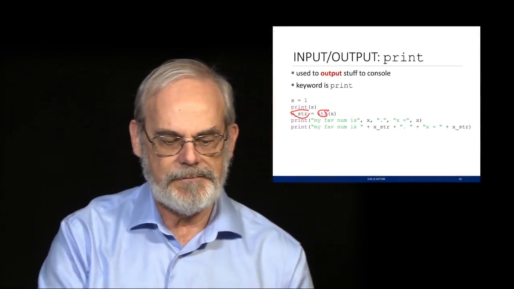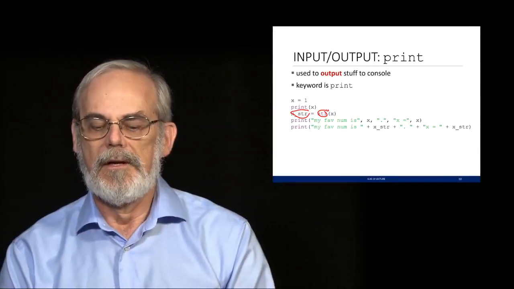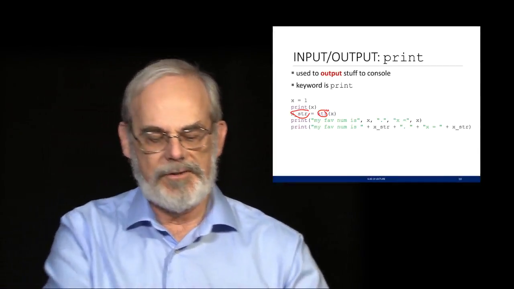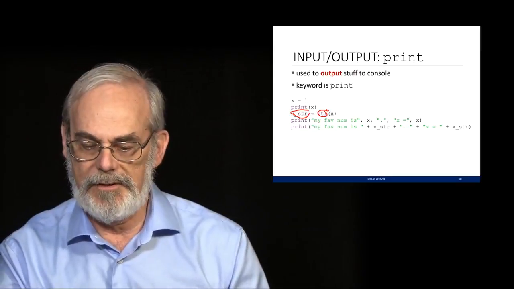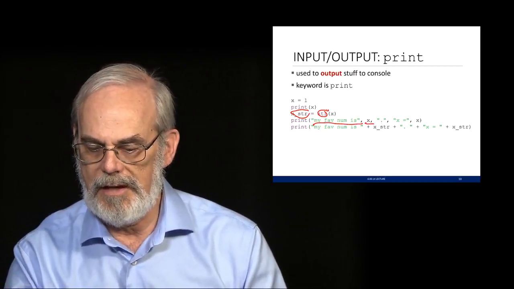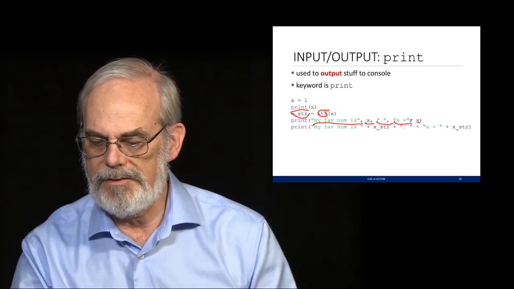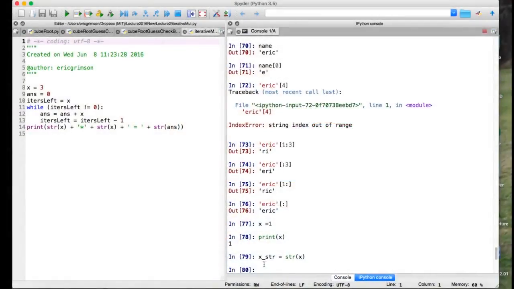If I do that on my machine, I've now got a binding for x string. Now I can do printing, and printing here can take multiple arguments. You can see it on my slide. I'm going to print out a combination of this expression, that expression, a sequence of expressions, all separated by commas. Let's see what happens if I do that. So I'm going to do print of my favorite number is, a comma to say I've got something else, and then I'm going to give it x, and then a period enclosed in double quotes, and then something that says x equals, and x.